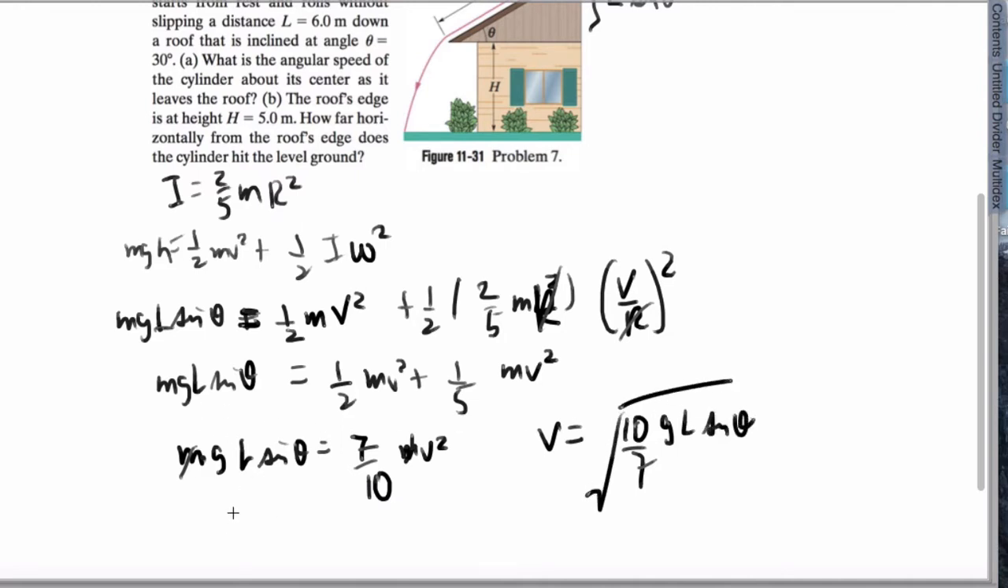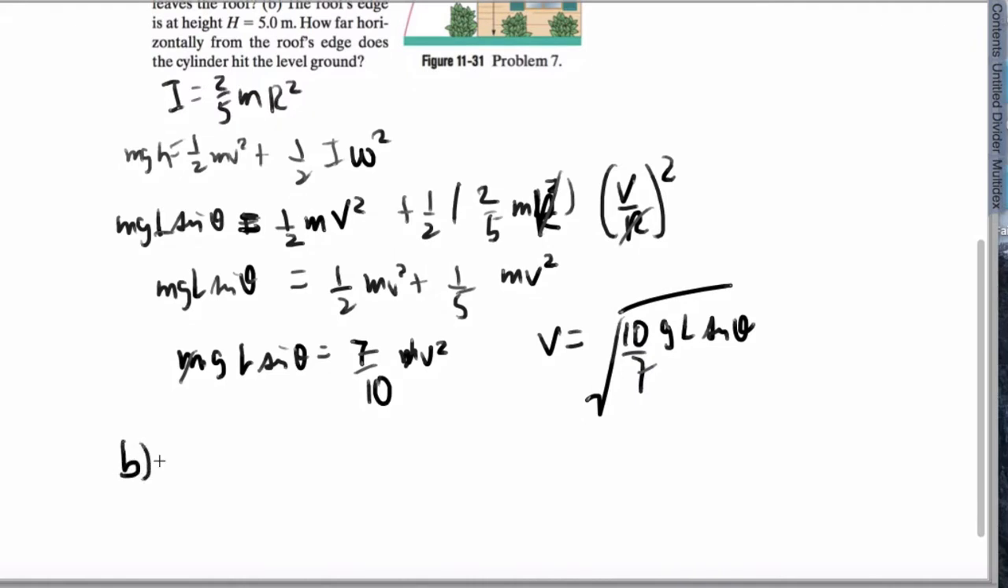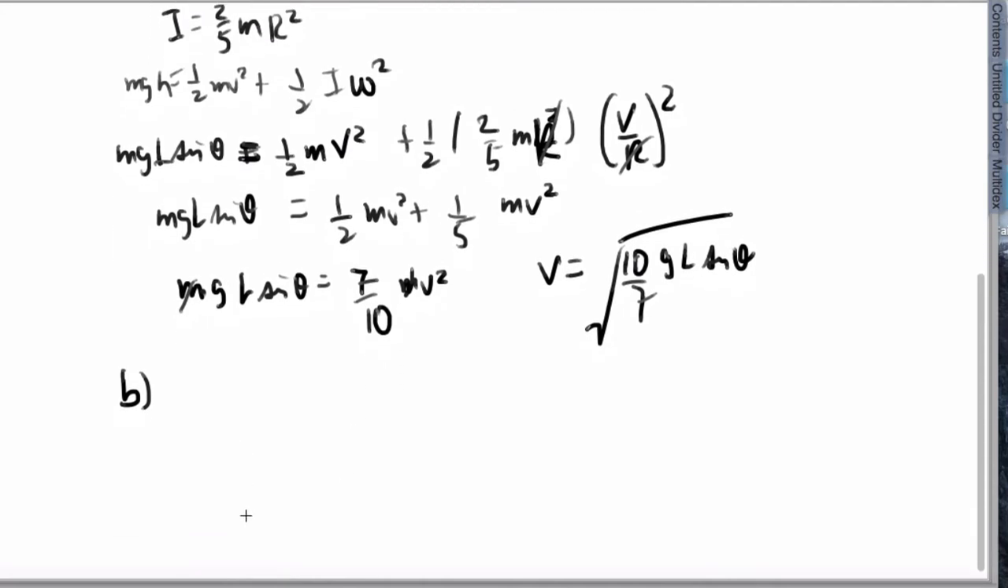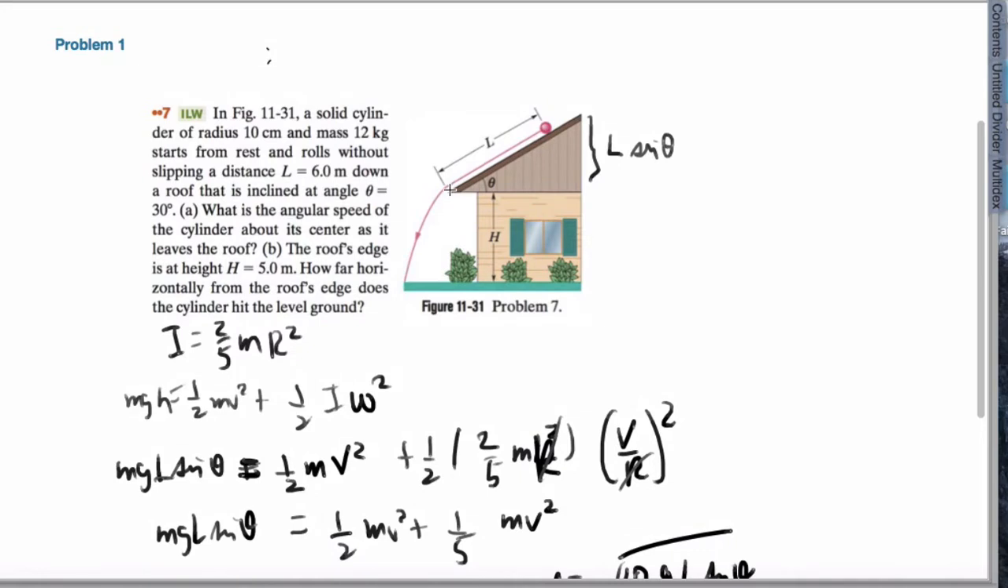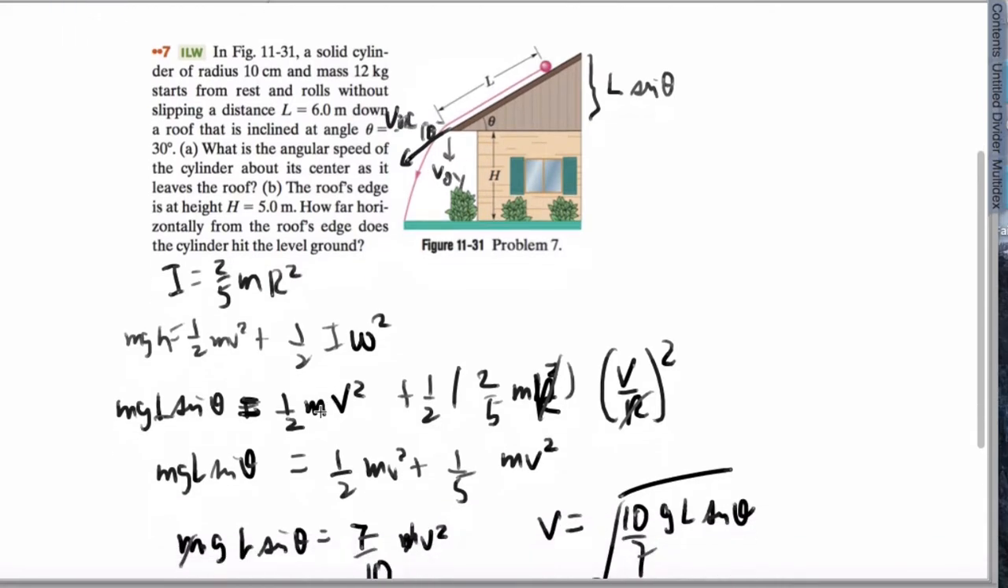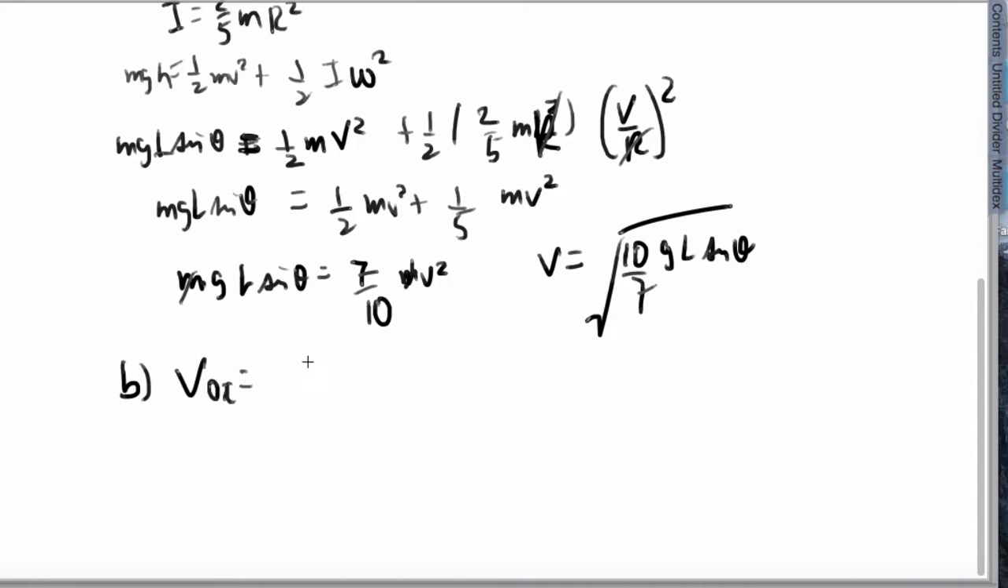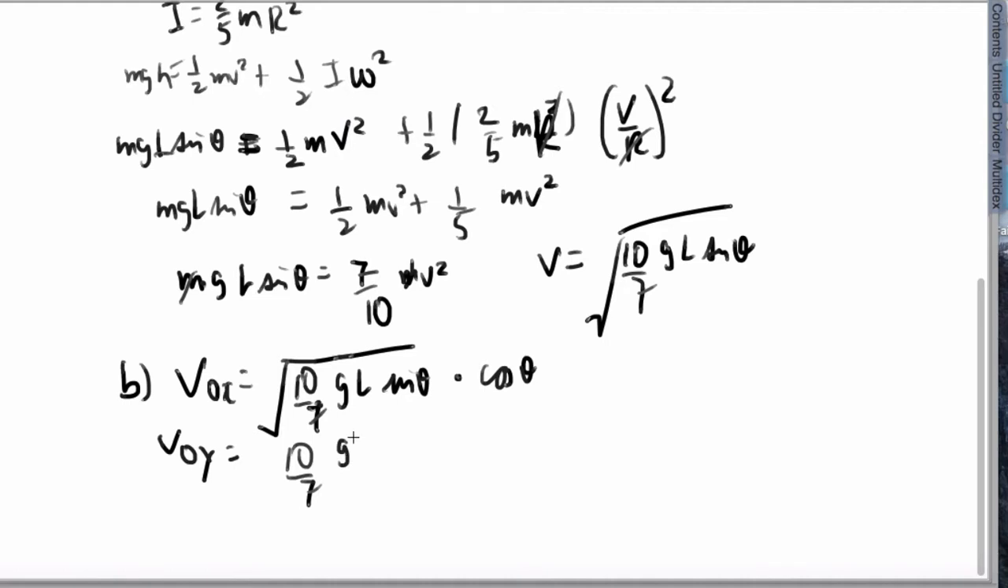So that's a. Now we want to know its horizontal speed. We want to know where from the edge it hits the ground. So let's be clear here. We've got a little bit of a problem, which is that we leave the roof like this. So we've got an angle theta here, so we have a v initial y and a v initial x. So v initial x is going to be square root of 10/7 gl sine theta times the cosine of theta. And v initial y is going to be this same quantity times the sine of theta.